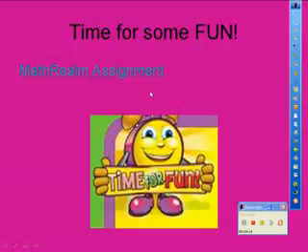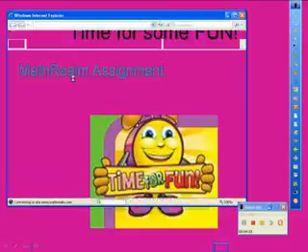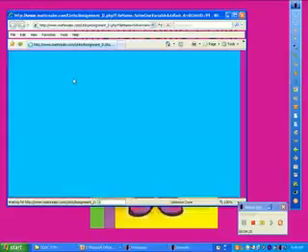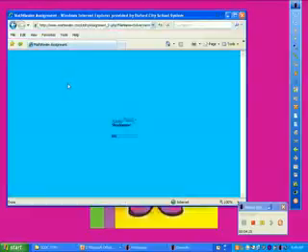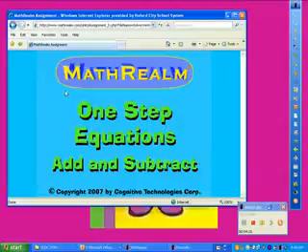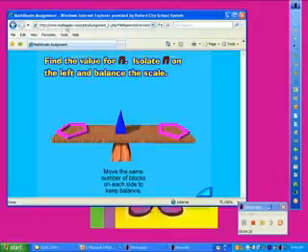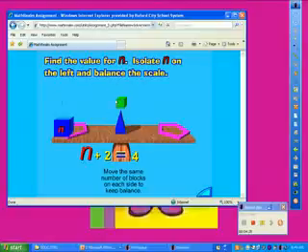Here's a website you guys can visit on your own time. We'll just take a look at it really fast. If you go to www.mathrealm.com, you can find this little activity, and we'll go ahead and do one example together. It says find the value for n. Isolate n on the left and balance the scale. So n plus 2 equals 4.